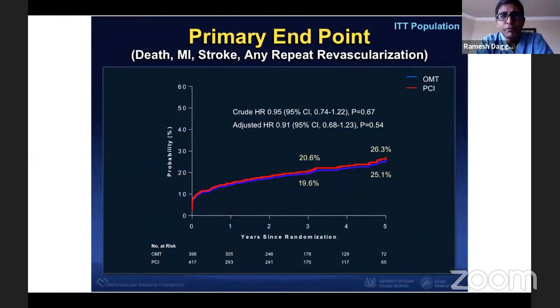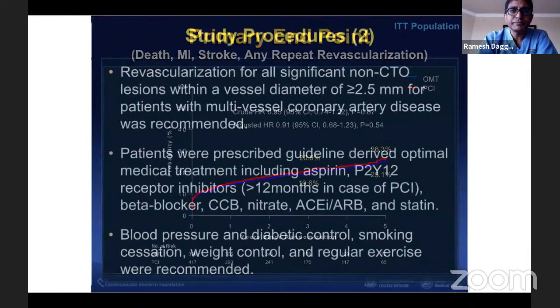So the primary endpoint, which was death, MI, stroke, and any repeat revascularization, showed no difference between optimal medical therapy and PCI. This trial, as you know, was done by the Cardiovascular Research Foundation, Dr. S.J. Park from Seoul. You have to think that all of these operators are really excellent operators. And still, if you look at it in one way, it is probably a negative trial.